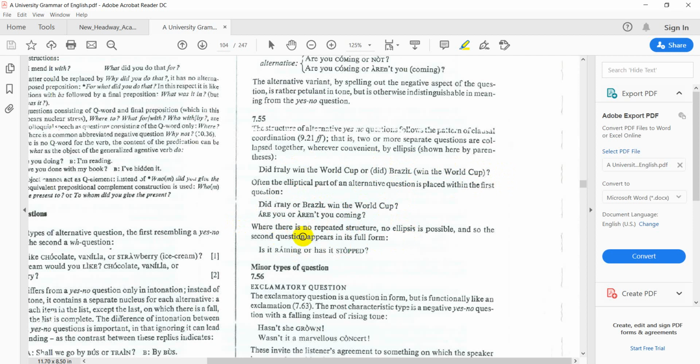Where there is no repeated structure, and the elements in the first clause are totally different from the elements in the second clause, I will keep them as a whole without ellipting anything. So where there is no repeated structure, no ellipsis is possible, and the second question appears in its full form. Is it raining or has it stopped? Raining is something different from stopped, so I have to keep them both.